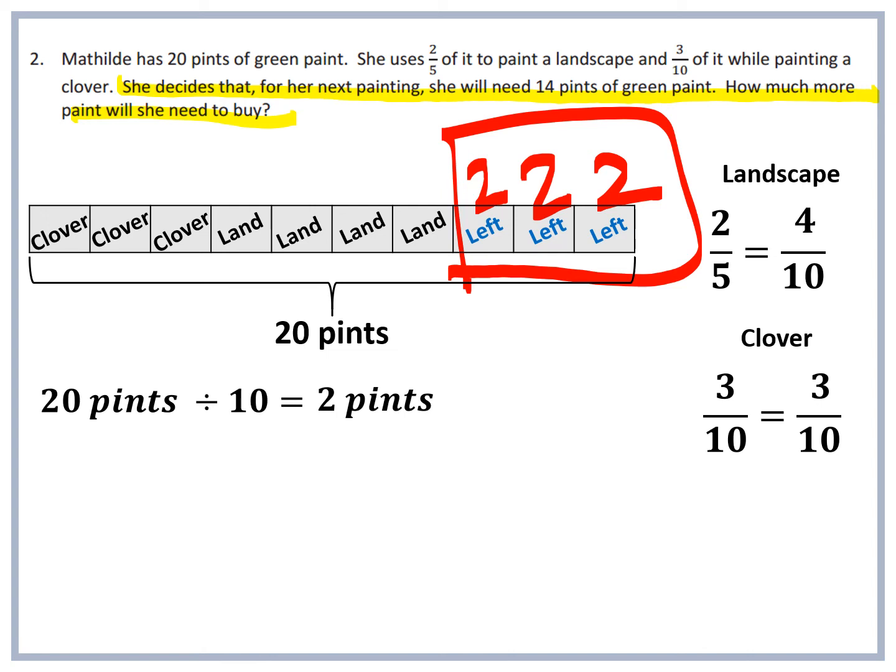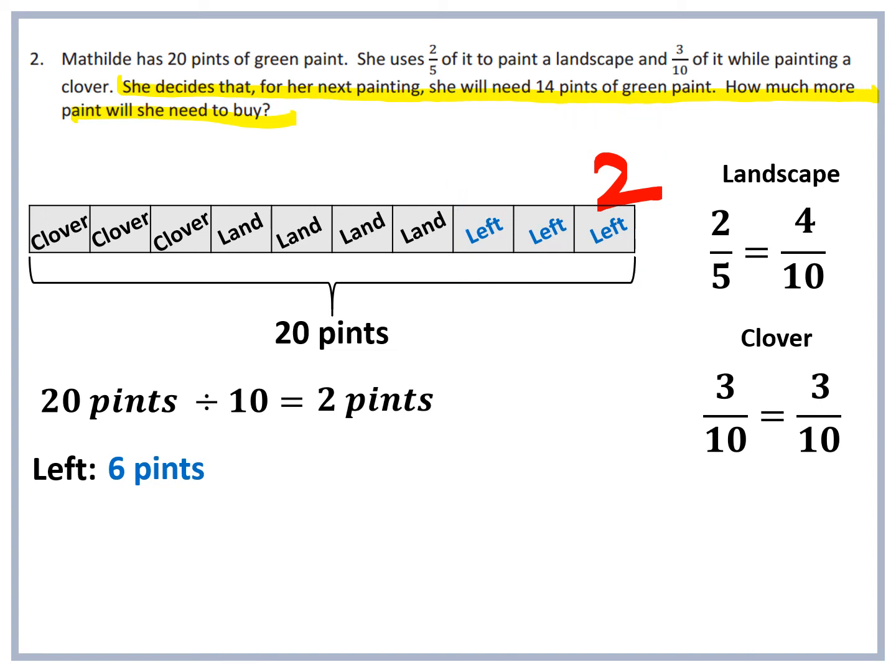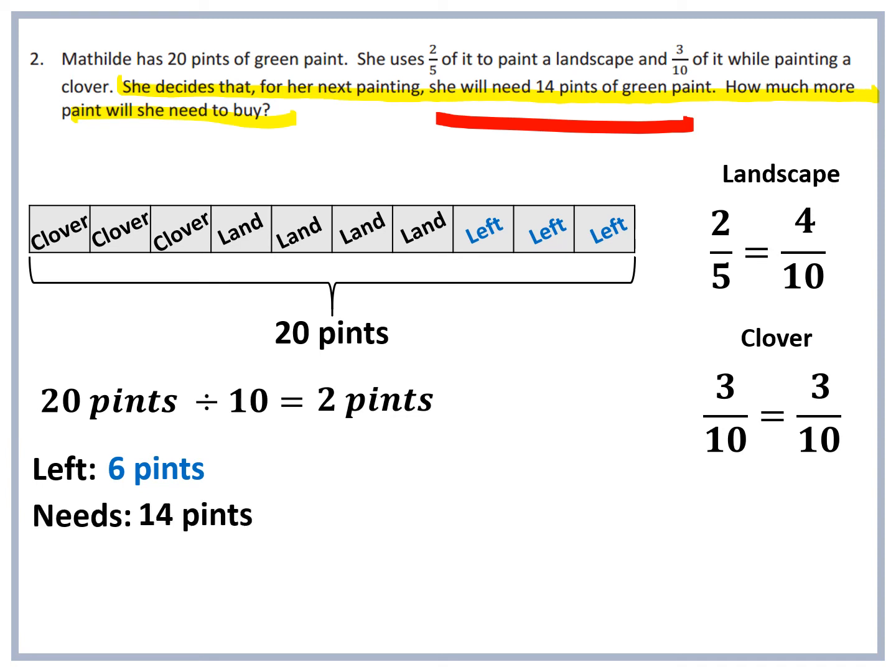Those 3 groups of the 2. I have 6 pints that are left. Now the problem says that Mathilde will need 14 pints of green paint. Does she have enough? She doesn't. How much more does she need to buy if she needs 14 pints? How can she go from the 6 to the 14? What operation could I use?